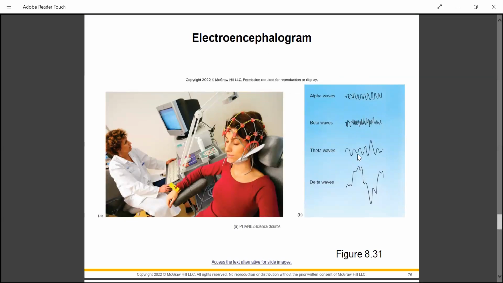So here's just an illustration that shows how they determine differences in those waves. So this is an EEG setup in an office.